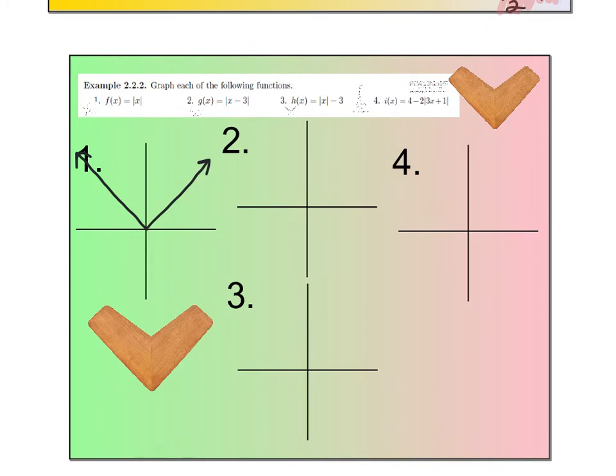Okay, and number 2, we've got a transformation of right 3. So I'm just going to take that shape and transform it. Right 3. Number 3, we're going down 3. And I've got my basic shape. So we did some basic transformations.